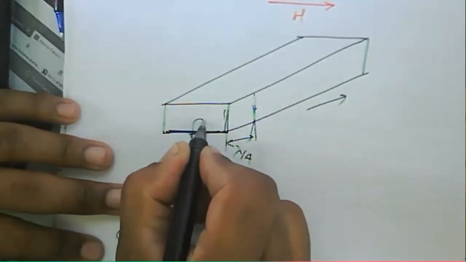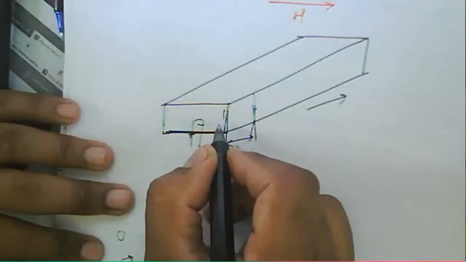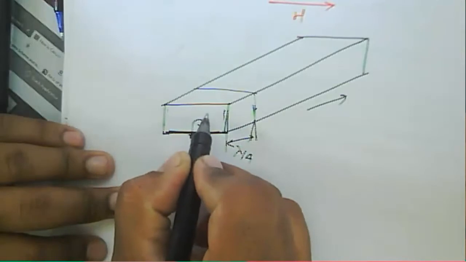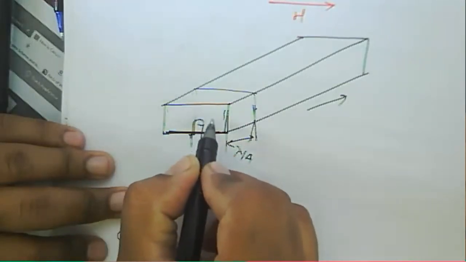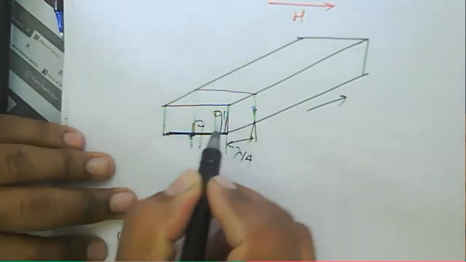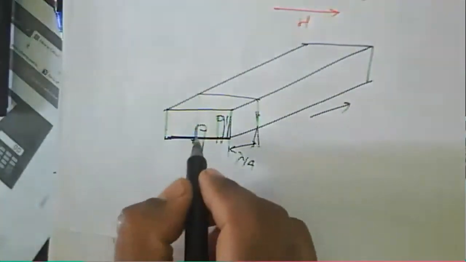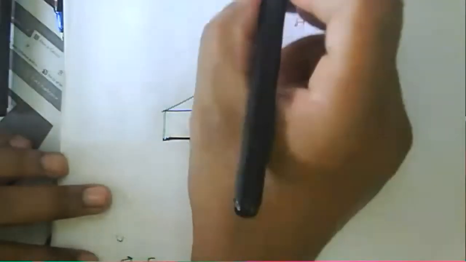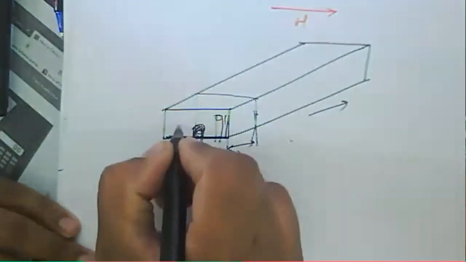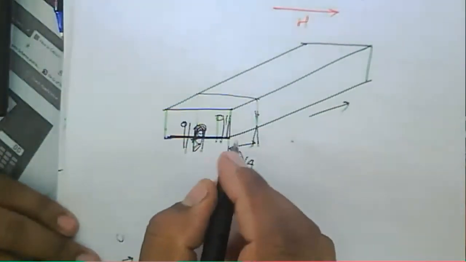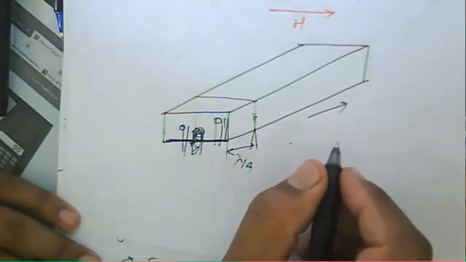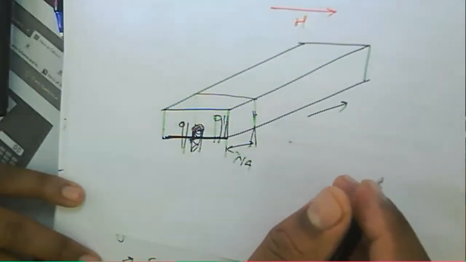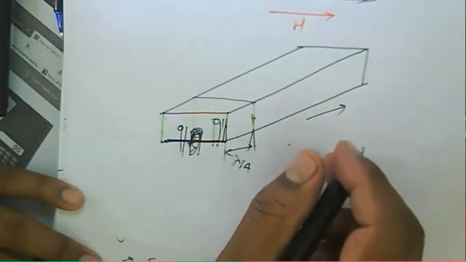Likewise, we have to insert a probe at a place of lambda by 4, here. If we have inserted only a single probe, then it becomes a TE10 mode. If we insert two probes here, then there will be a TE20 mode. So TE10 mode or TE20 mode depends upon how we are inserting the probe inside the guide.